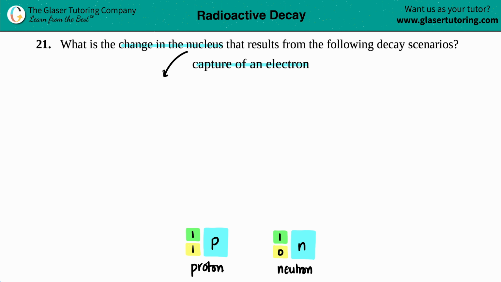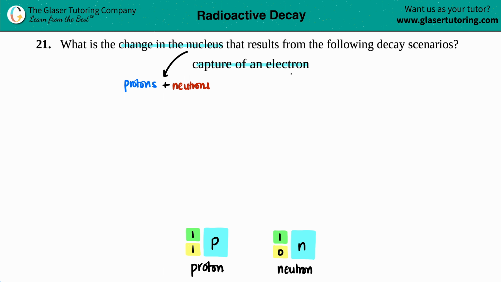Now, when we're talking about the nucleus, there's basically only two subatomic particles, right? There's protons that are residing in the nucleus, and there's neutrons. So probably we're going to be talking about the change in either what's going on with the protons. Are they changing? Are we losing them? Are we gaining them? What's going on with the neutrons? The same thing. And what's going to happen with those when we capture an electron?